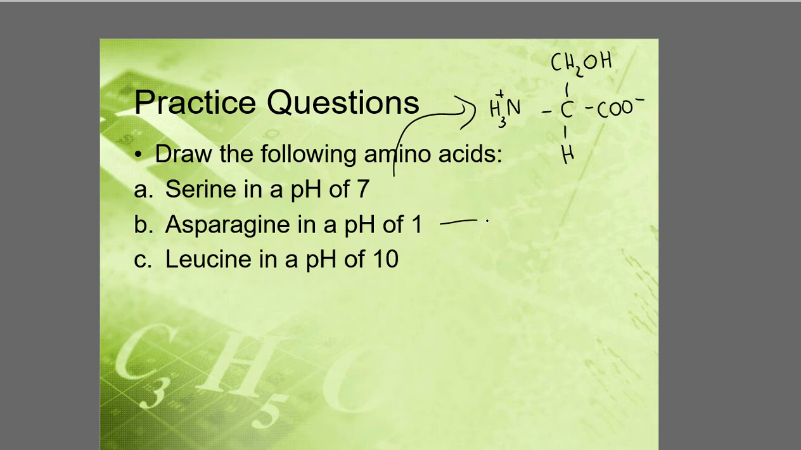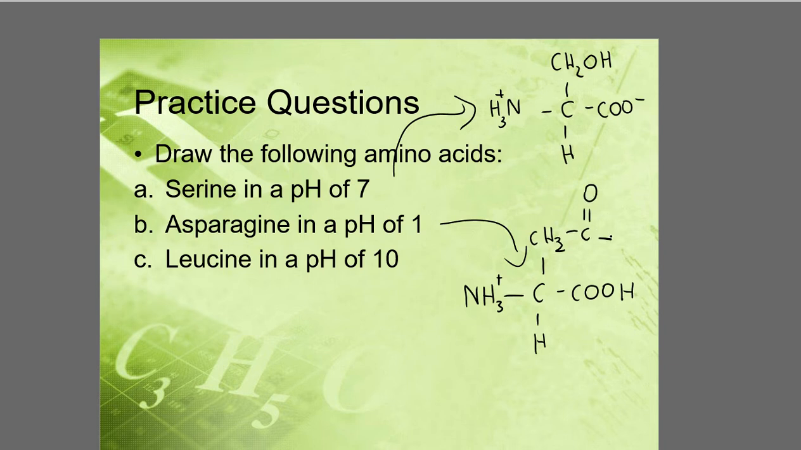Asparagine, pH of 1. If it's at a pH of 1, it will be acting as a base, so it'll be accepting hydrogen ions. So carbon, hydrogen, leave the carboxylic acid functional group. We've got the NH. Now it's acting as a base, so this basic group will accept hydrogen ions, forming NH3. Side chain CH2, C double bonded to oxygen, and we've got another NH2, which will also accept a hydrogen ion and act as a base at a very low pH.